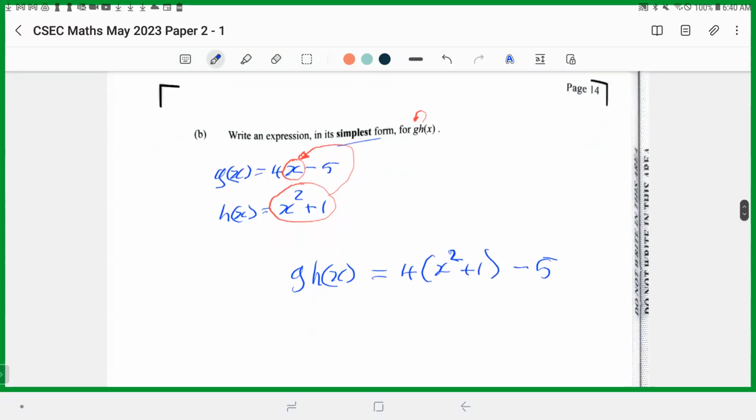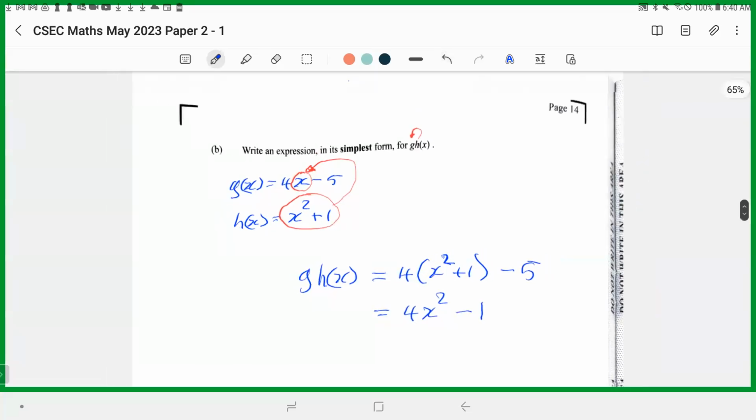And the question says simplify. So this guy, we're going to expand this out. We're going to get 4 times x squared is 4x squared. We're going to get 4 times 1 is 4. 4 minus 5 is minus 1. That is it. Simplest form. That's the answer. So this construct was just to show you how you actually do this composite, all right? Put h into the g.